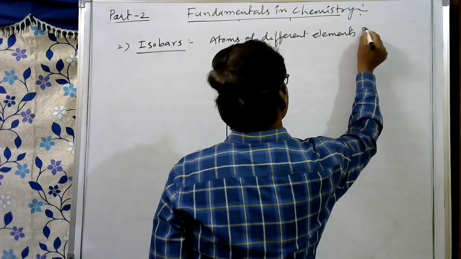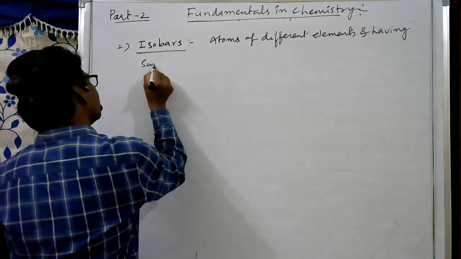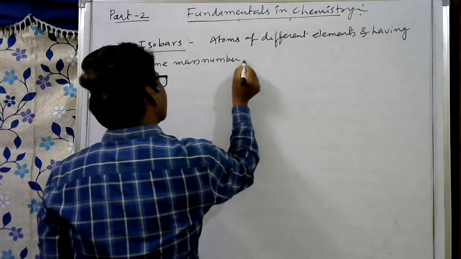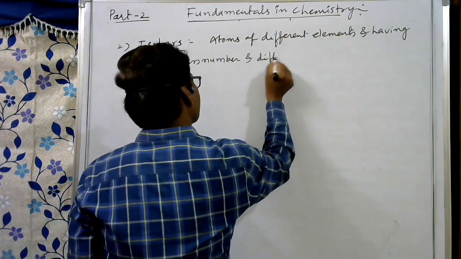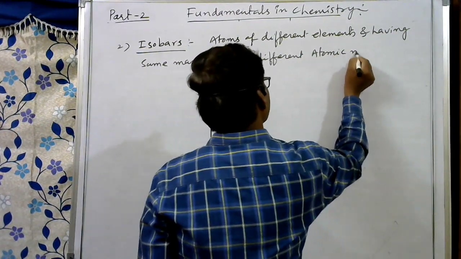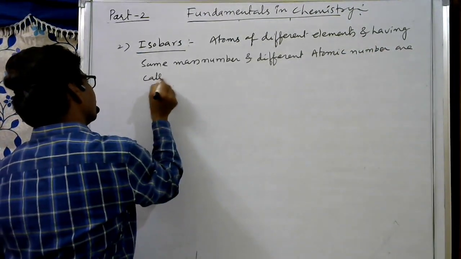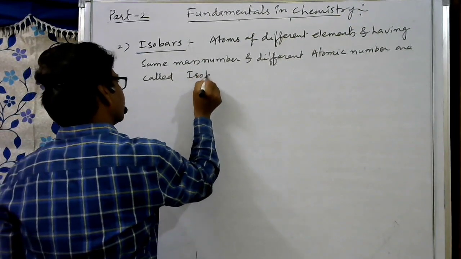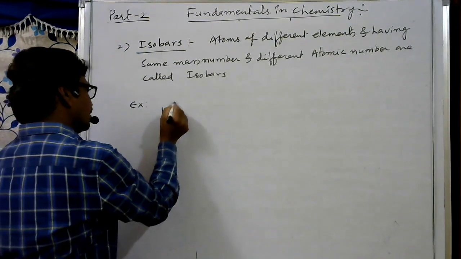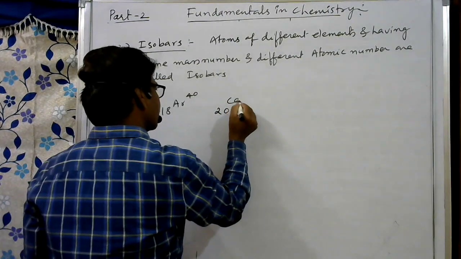and having the same mass number and different atomic number are called isobars. See, I am giving one example here: 18 argon 40, then 20 calcium 40.